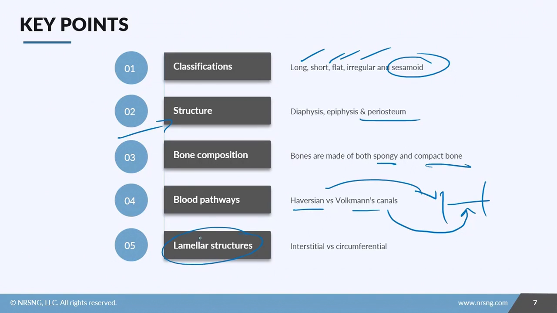And then you've got your lamellar structure. So these are the supportive intercellular tissues that help to provide strength. You've got the interstitial, which goes in between all the osteons, and then you've got the circumferential, which goes around.